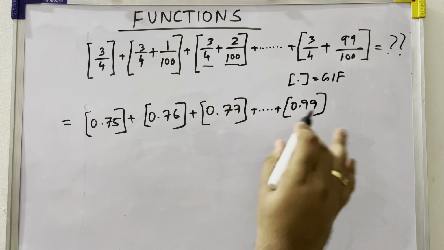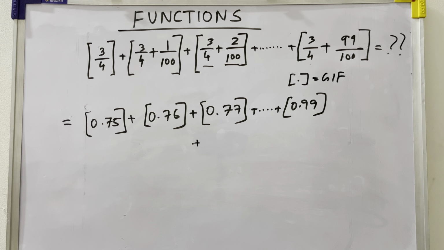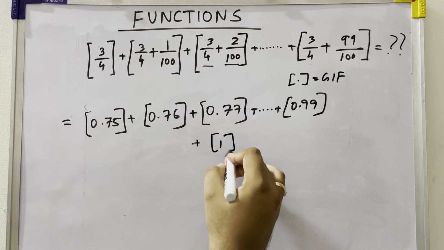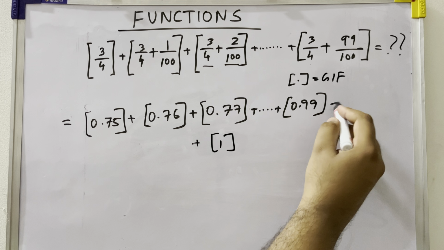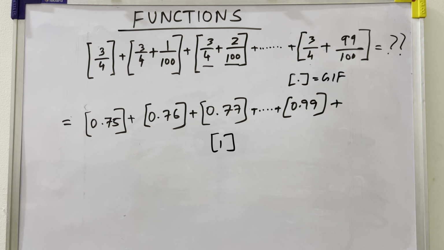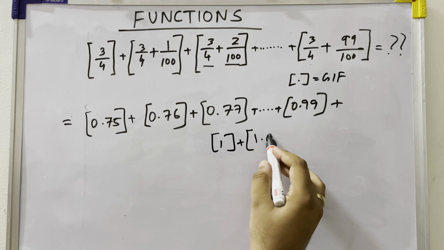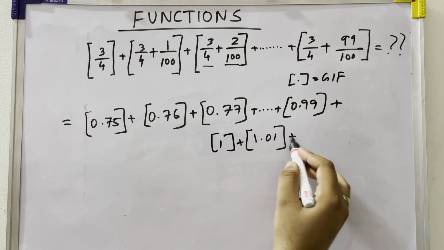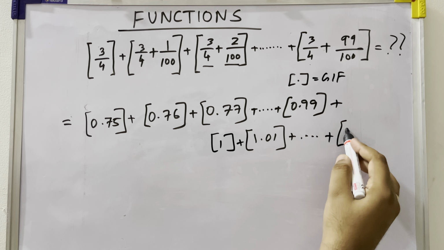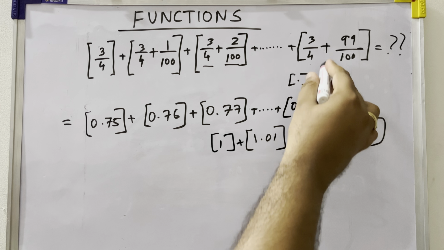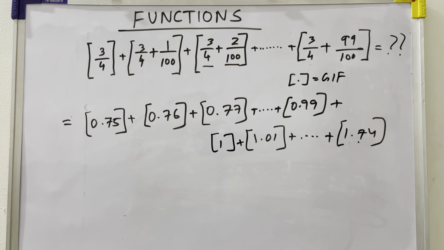We are not bothered. Leave it. Then you will have what? Plus 1 you will have after this term. This will be the next term. Plus 1 you will have, right? This will be just the next term. Plus you will have 1.01, right? Plus dot, it will continue till 1.74. This is the last point. We found it just now. I think this is very clear to you all.